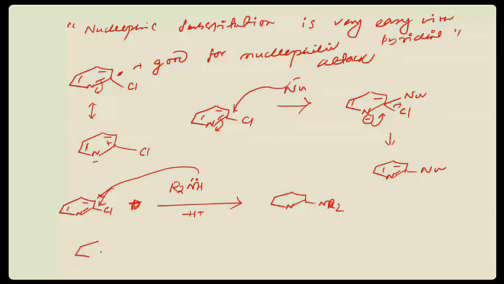Similarly, if we have 4-chloropyridine, and we treat it with RSH, we know thiol is a very good nucleophile because the sulfur is highly polarized. Then what will happen? This Cl group is going to be replaced by SR. So what we have learned: if it is asked which statement is true about pyridine, it is very bad towards electrophilic substitution, and good for nucleophilic substitution.